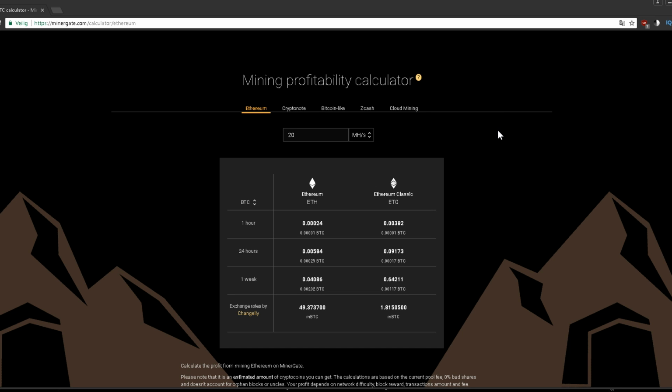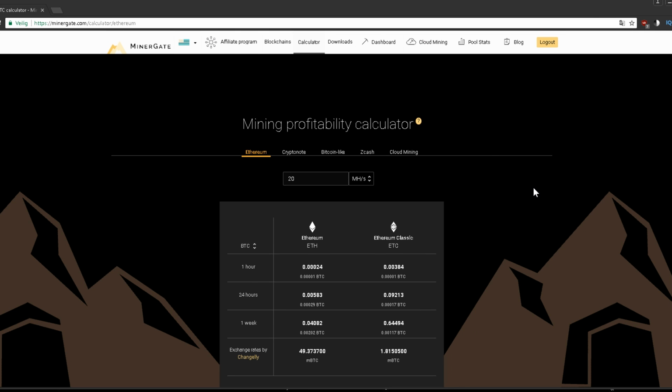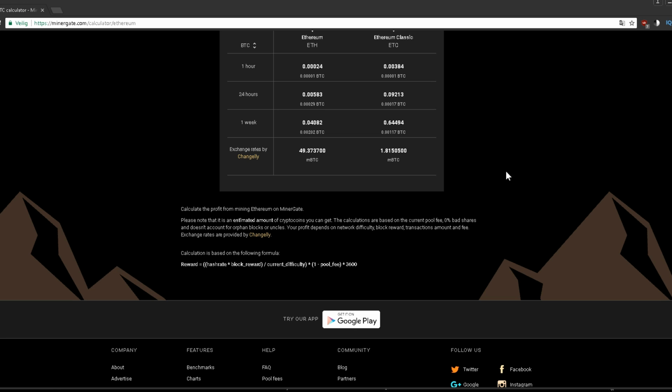Why is that? Well, that has to do with the algorithm, and it also has to do with the difficulty of the currency you're mining. A high difficulty will mean that the GPU has to think much harder and use way more resources. Not exactly, but in a general sense. So yeah, that's the calculator.